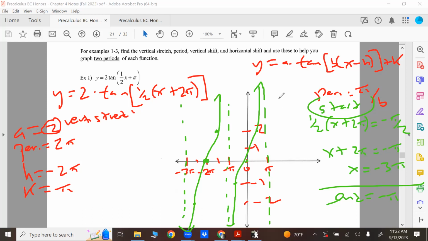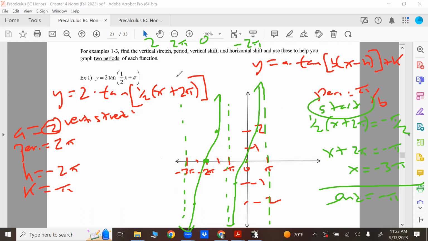Vertical shift was 0. Horizontal shift was -2 pi. The vertical stretch was 2. The period was 2 pi. I think I got all that right. Yep. Okay, so that makes sense. We're good.